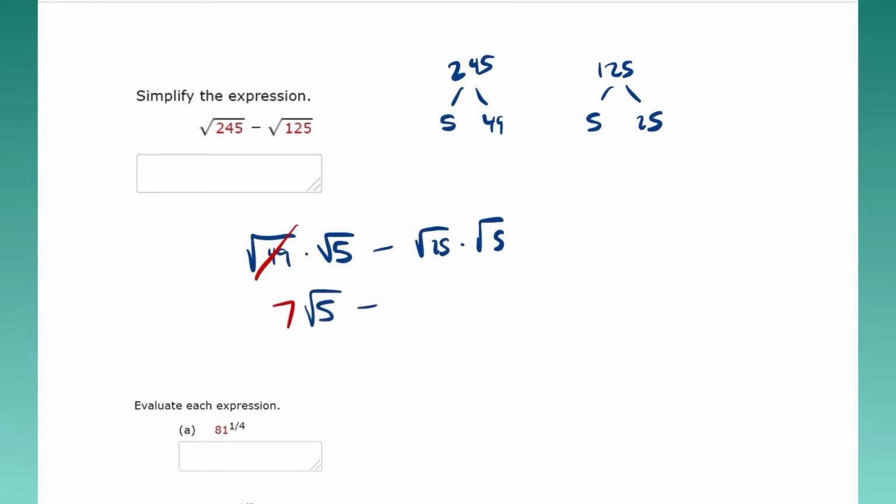This becomes 5 radical 5. And now we have like radicals that we can subtract. 7 take away 5 is 2 radical 5. That is our final answer.